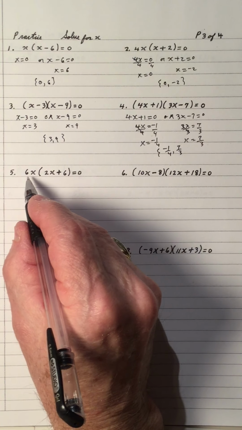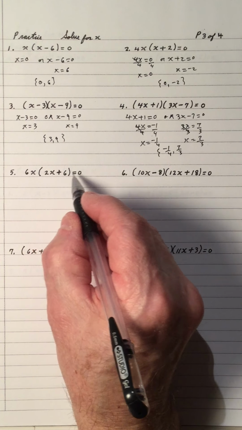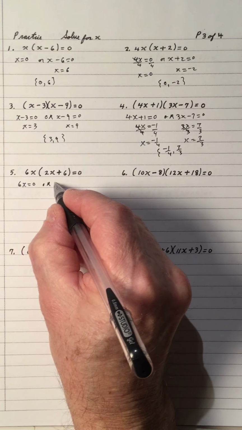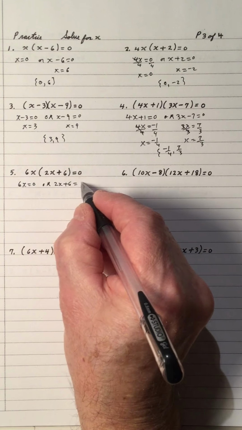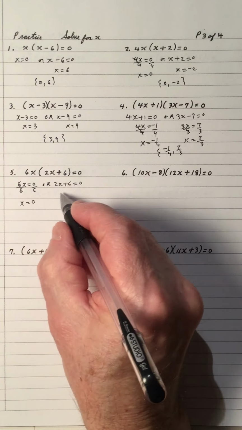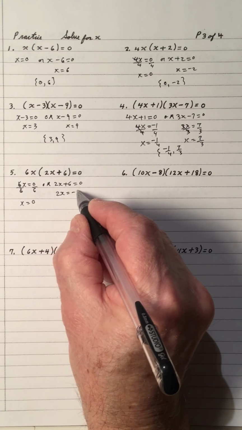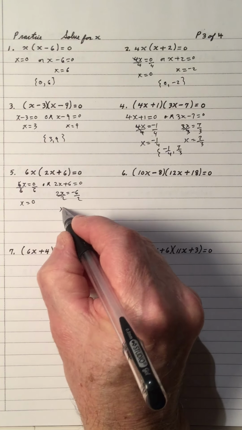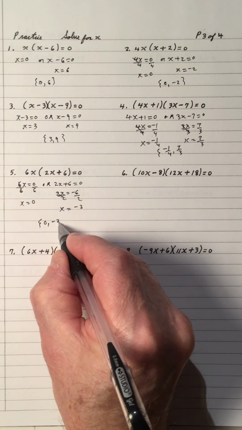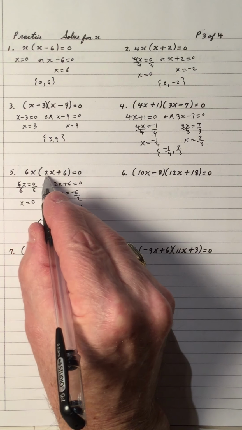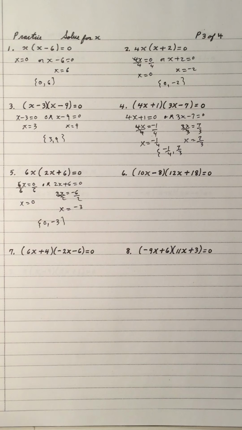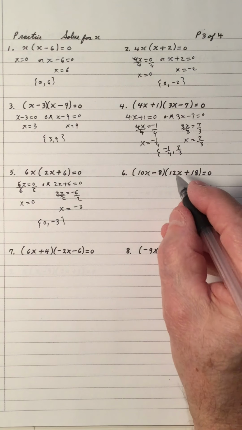Number 5, 6x times 2x plus 6 equals 0. So that means 6x can be 0, or 2x plus 6 can be 0. Divide by 6, cancels, x equals 0. 2x equals negative 6, divide by 2, x equals negative 3. And there's 2 solutions because you have x times 6x times 2x gives you 12x squared, a quadratic. 2 answers, x squared, quadratic, 2 answers.